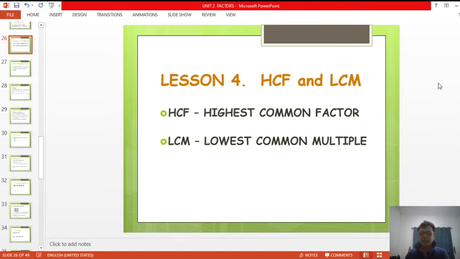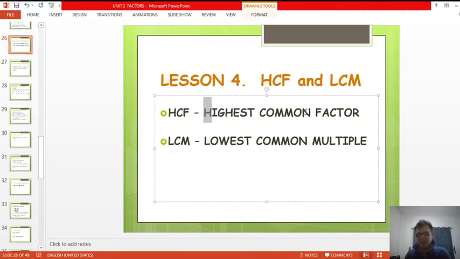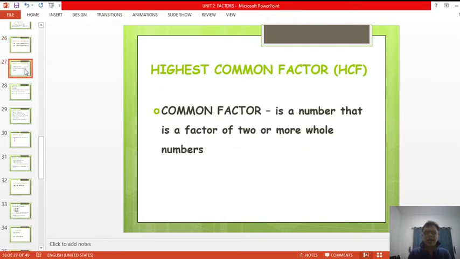We'll be talking about HCF and LCM. Maybe LCM I'll put into Lesson 5 instead. So we're with Lesson 4, and that is HCF. So what is HCF? HCF represents highest common factor. That is right, it's H there. H, C, common factor. So what is HCF, or highest common factor?